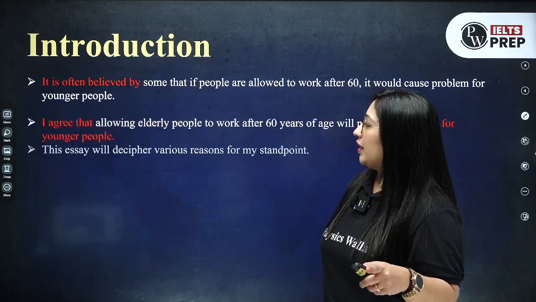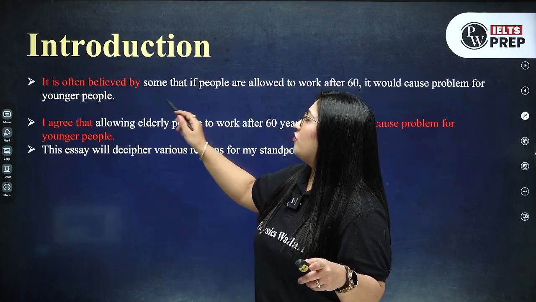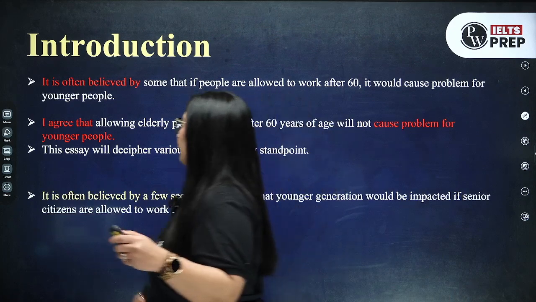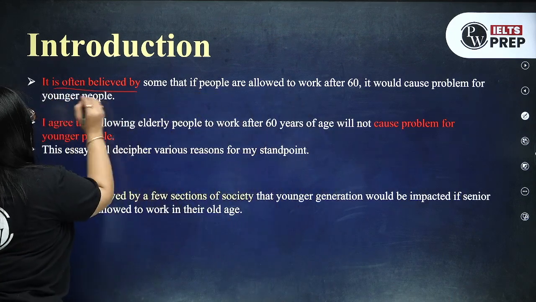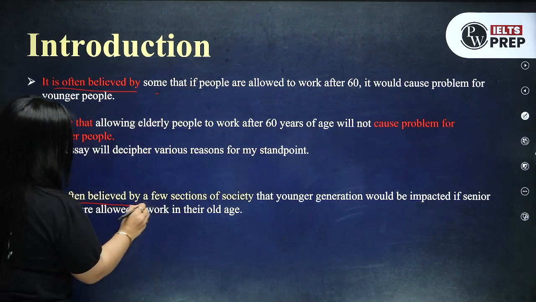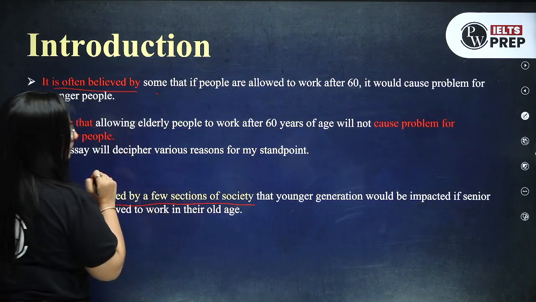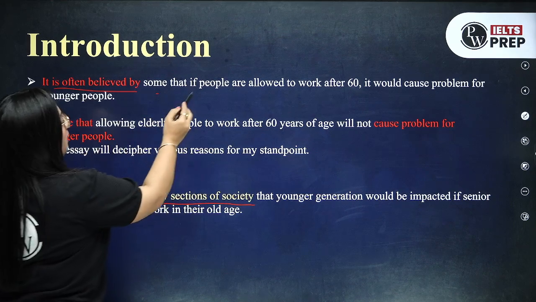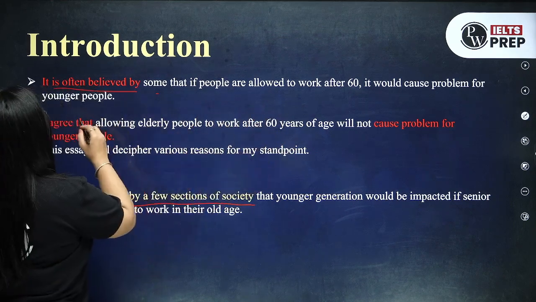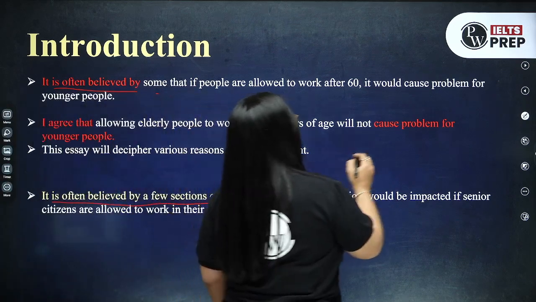देखो हमने क्या किया, हमारा ये टॉपिक था, मैंने बोला इट इज ऑफन बिलीव्ड बाय सम, इसको मैंने चेंज किया, यहाँ पे लिखा इट इज ऑफन बिलीव्ड बाय अ फ्यू सेक्शन ऑफ सोसाइटी, right? Then people are allowed to work after 60 would cause problems for younger people, right? Would cause problem for younger people.